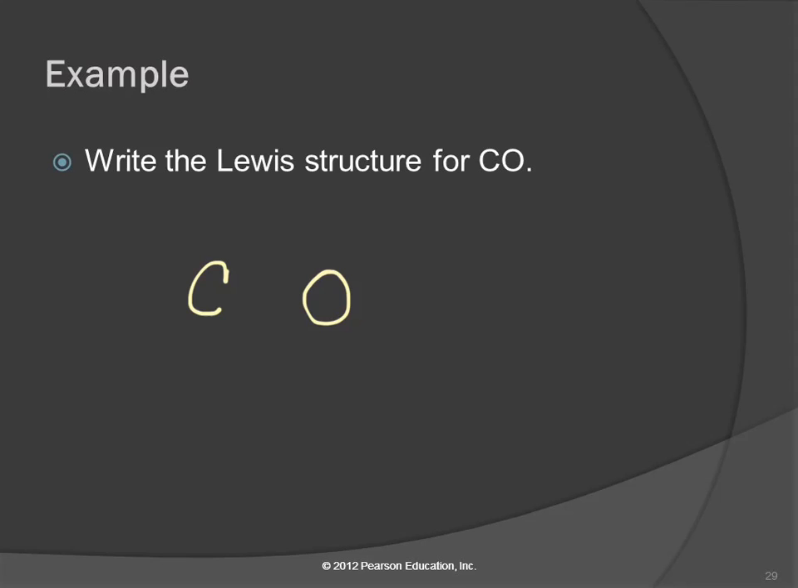And then we need to figure out how many valence electrons these atoms have. How many valence electrons does carbon have? It's group 4, so it has 4, and oxygen has 6. So 4 plus 6 is 10. So we have 10 dots that we can mess around with on this Lewis structure.